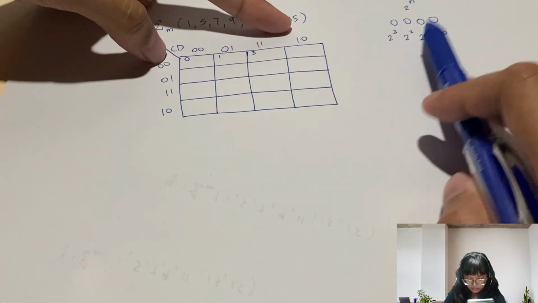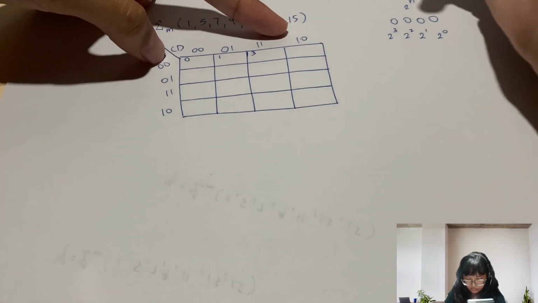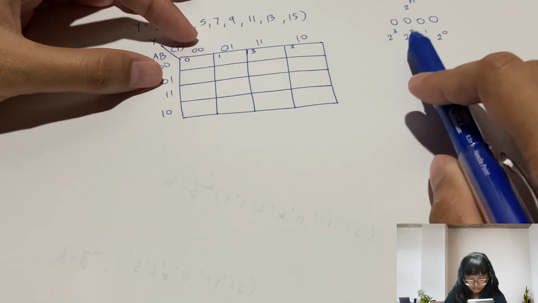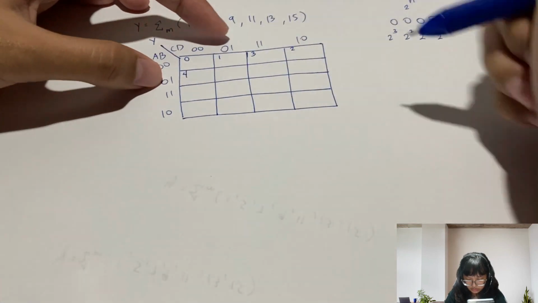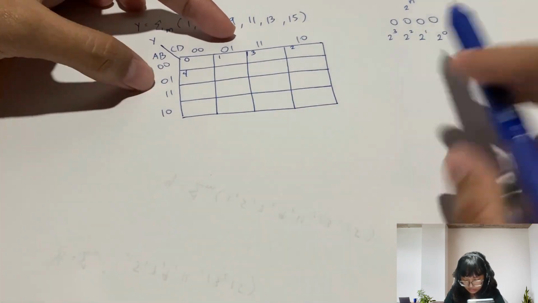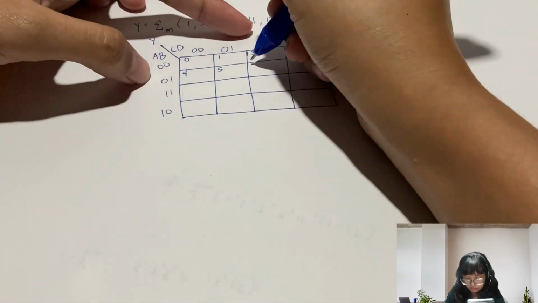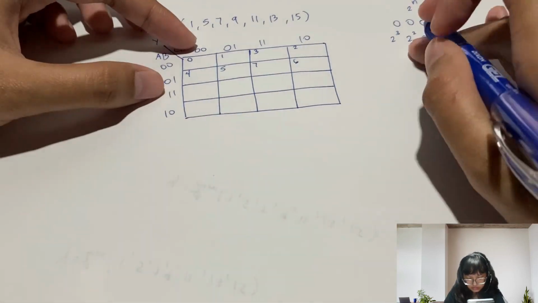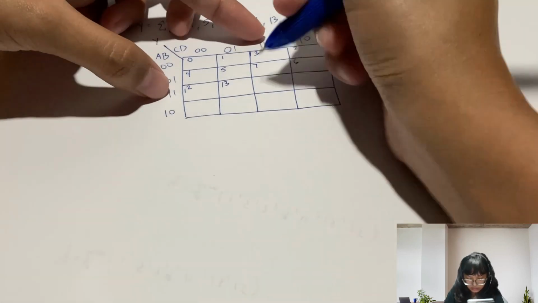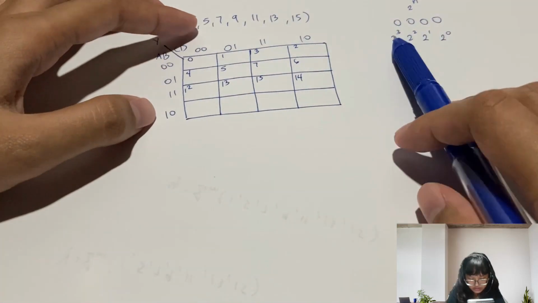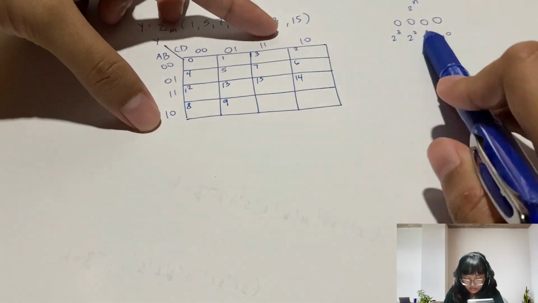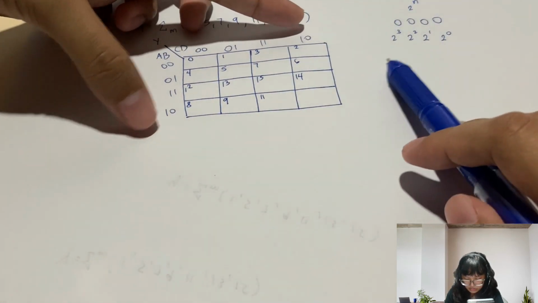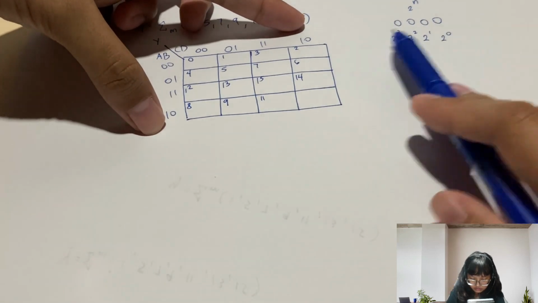Dito naman, 0, 0, 1, 0. So, ito lang yung naka-on. So, 2. Dito naman, 0, 1, 0, 0. Ito lang yung naka-on. Tapos sa last, 1, 0, 1, 0. Kaya 8 plus 2, 10.